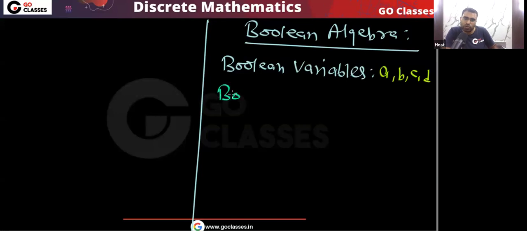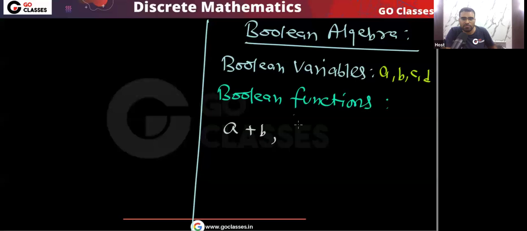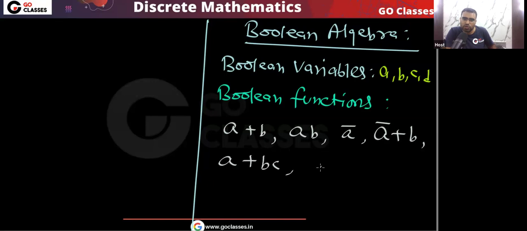Can you tell me some Boolean functions? For example, A or B is a Boolean function. Another Boolean function is A and B. Another is A bar. For example, A bar or B. For example, A or B C. A bar or B C bar, and so on. You are getting the idea.